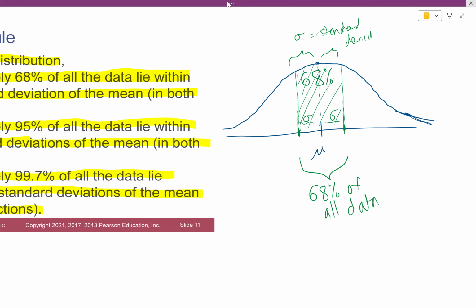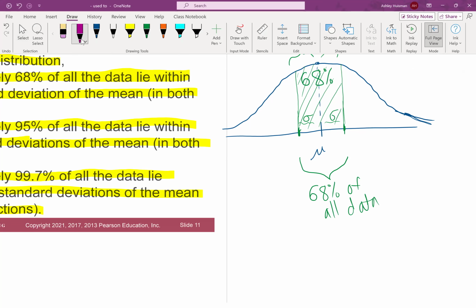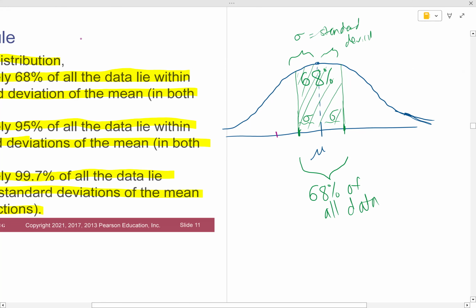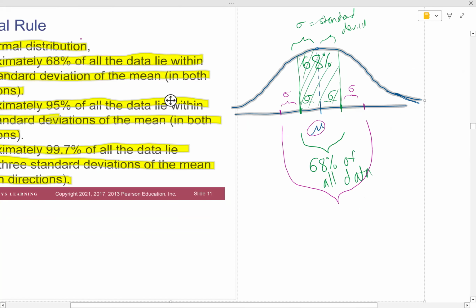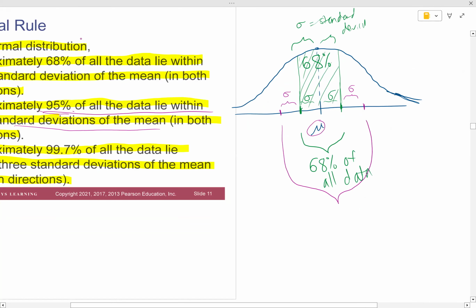Okay, now what if I go one more standard deviation out away from the mean, maybe here and here. So from here to here is another sigma. That means how far am I from the mean? I'm 2 standard deviations away from the mean. So between here and here, like they said, 95% of all data lie within 2 standard deviations of the mean.